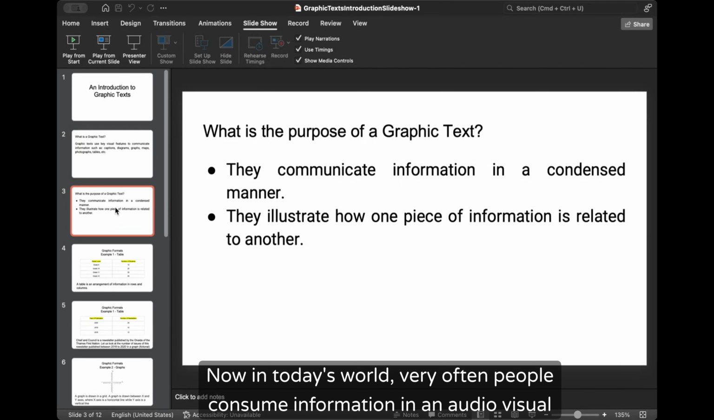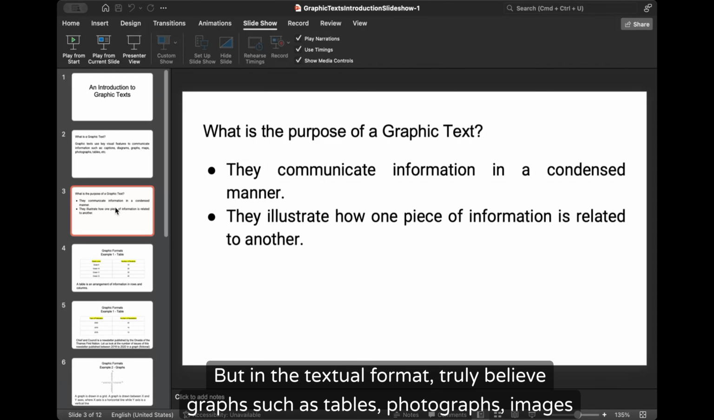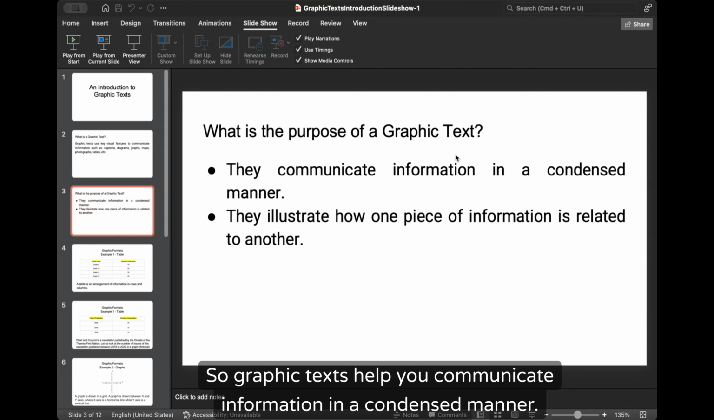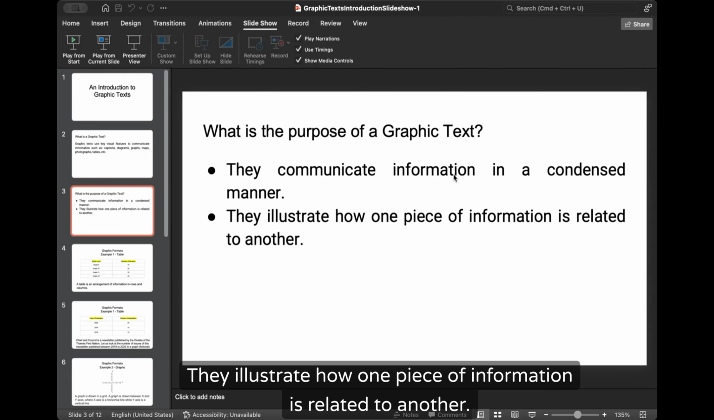Now, in today's world, very often people consume information in an audiovisual format, but in the textual format, I truly believe graphs such as tables, photographs, images play a very important role to help you understand information in a very accessible manner. So, graphic texts help you communicate information in a condensed manner. They illustrate how one piece of information is related to another.